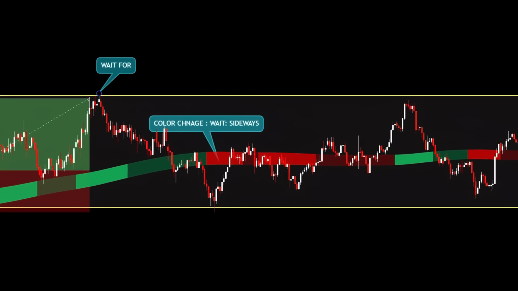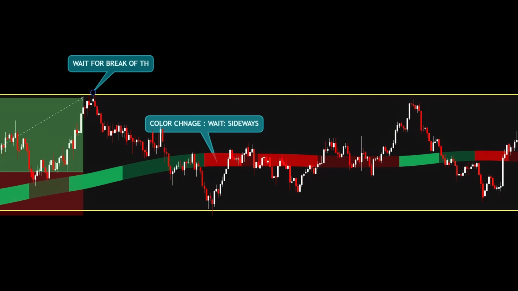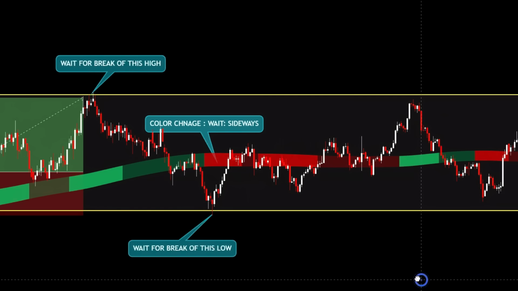But now watch the actual rule play out. You wait for price to clearly break above the range or below it before you even think about the trade. That's what tells you the trend's actually back.